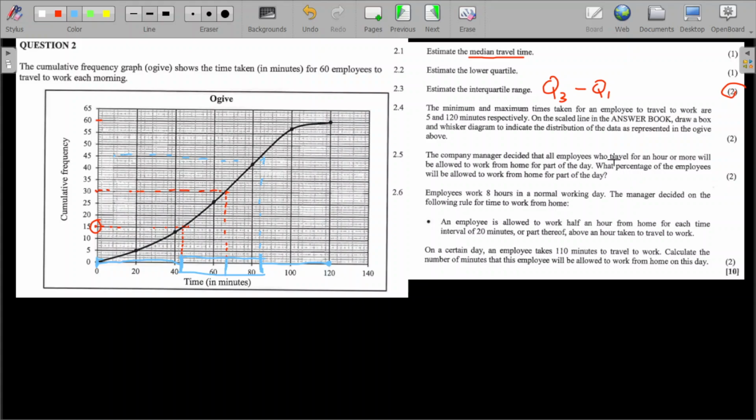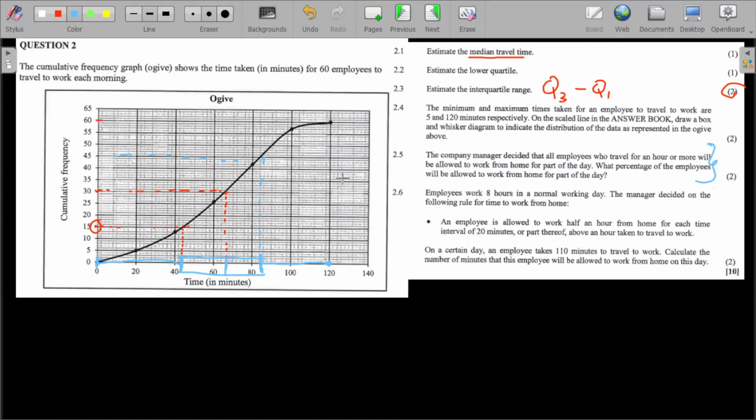Okay, now here I think the manager indicated all employees who need to travel from home an hour or more will be allowed to. Okay, first you need the people that work an hour or more, and then from that hour or more, you get the percentage out of those employees. You need to get first how many employees work an hour or more. Then you divide by the total and then you times it by 100. That's how you get this one.